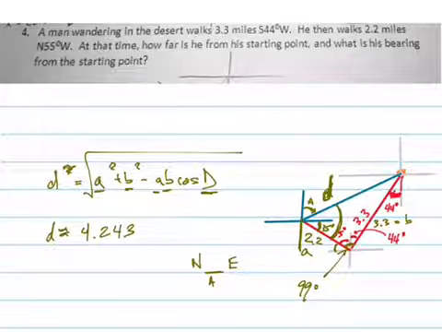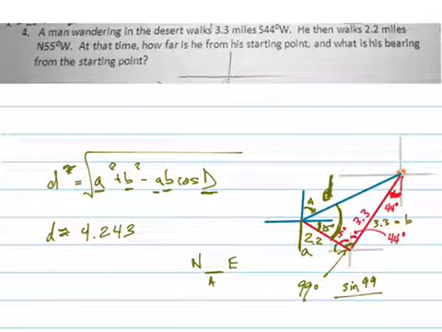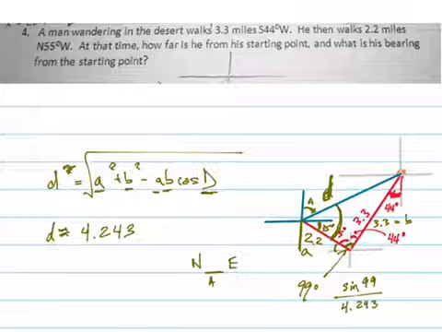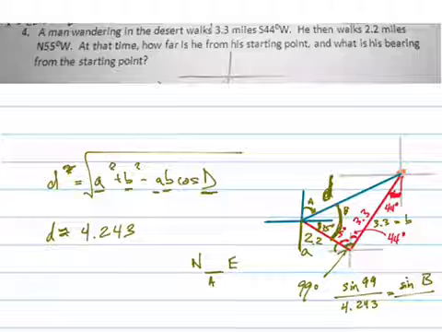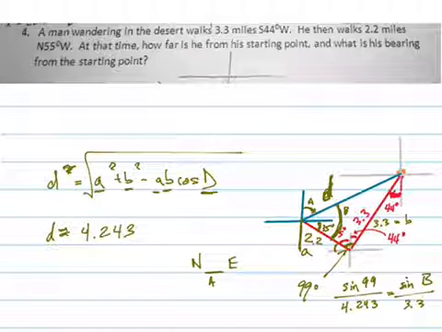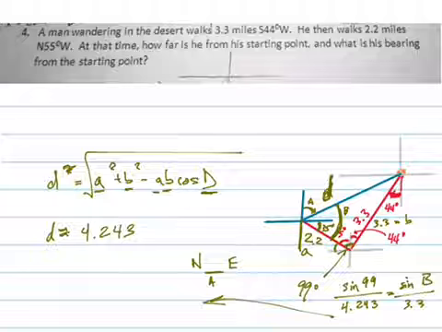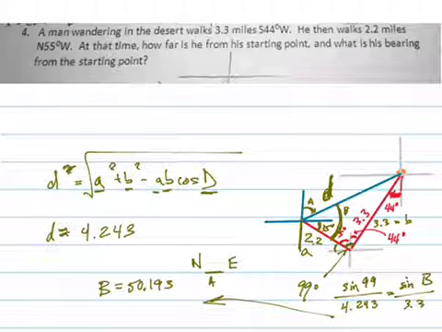Now I can find this whole angle by using the law of sines on that big triangle up there. You follow what I'm saying? So the sine of 99 is to d, which is 4.243, as the sine of this whole angle, big angle B, is to 3.3. So we can find B. Go ahead and do that. We find that angle to be 50.193 degrees.